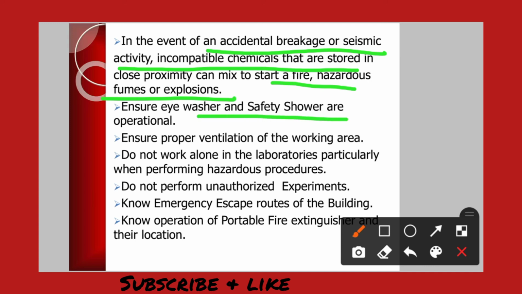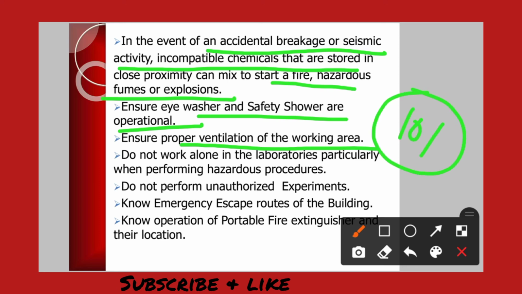Ensure the eye wash and safety shower are operational. If by chance someone comes in contact with a hazardous chemical and it goes into his or her eyes, or he mistakenly takes his hands over his eyes, there must be an eye washer so that he can quickly wash them off. If the case is severe, do not forget to take him to a doctor. And ensure proper ventilation of the working area, so that even if fumes are rising, the smoke can be taken out and the impact can be controlled until the fire brigade arrives, 101 arrives.